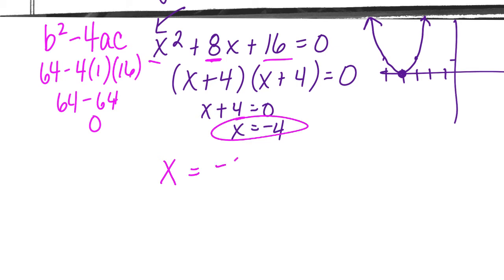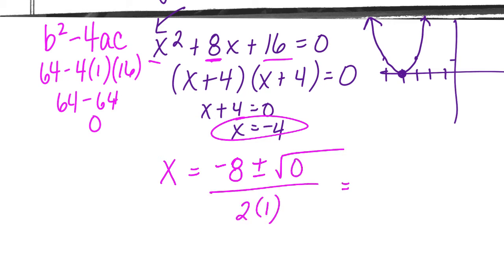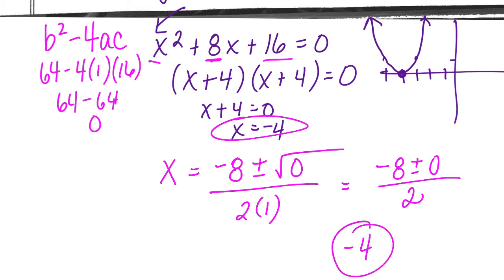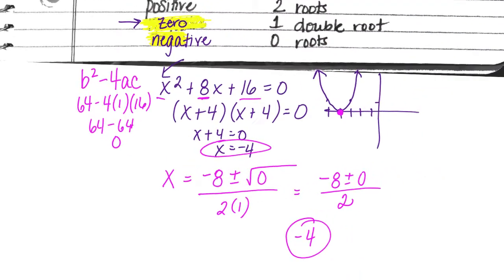x is equal to opposite b plus or minus the square root. Well, that discriminant was 0, all over 2a. Well, notice when it's 0, I only have negative 8 plus or minus 0. Well, that's going to be the exact same thing. Negative 8 plus 0 over 2 is negative 4. And negative 8 minus 0 over 2 is also negative 4. So guess what? I already know the solution is at negative 4 because I factored it. Remember to always use the best method for solving.